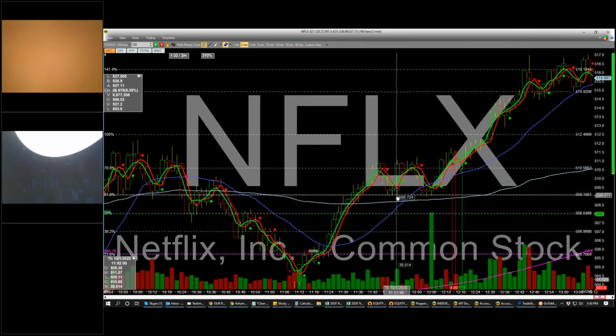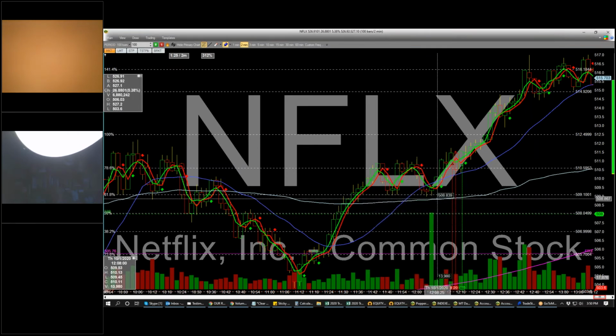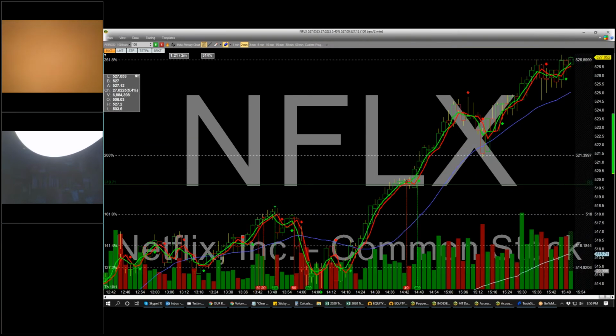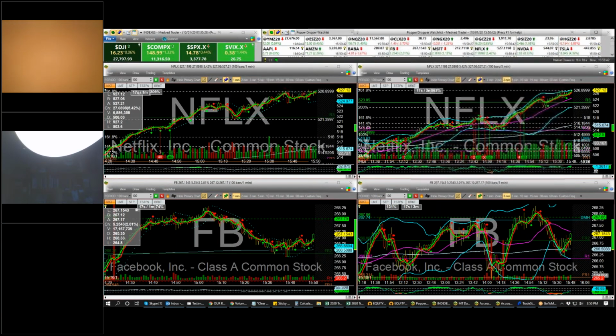See, tested. Actually, this was good because you were on the 618 of the first 15. So it double bottomed. It didn't quite get to it, and then it turned up and ran. So that actually would have been a much better long. Breakouts, breakdowns, yeah, absolutely.